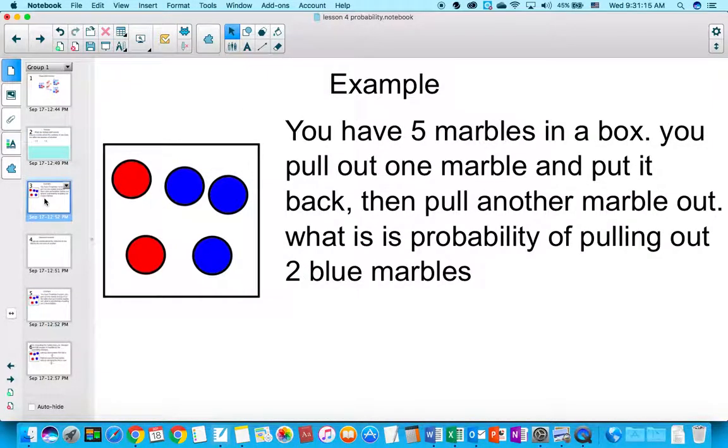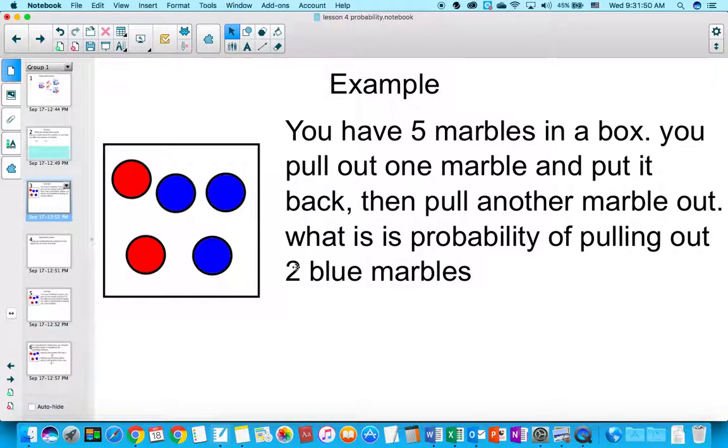Another example we could look at is having a box of marbles. You have 5 marbles in the box, and you have 2 different colors. As you can see in the picture here, you have 3 blue and 2 red. Okay, so the question's asking, if you were to pull out 1 marble, and then you put it back, and you pull out another marble, what is the probability of pulling out 2 blue marbles?